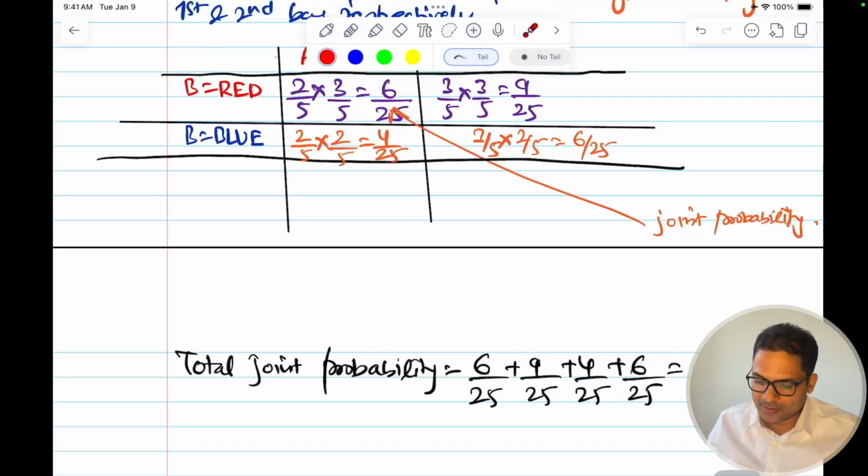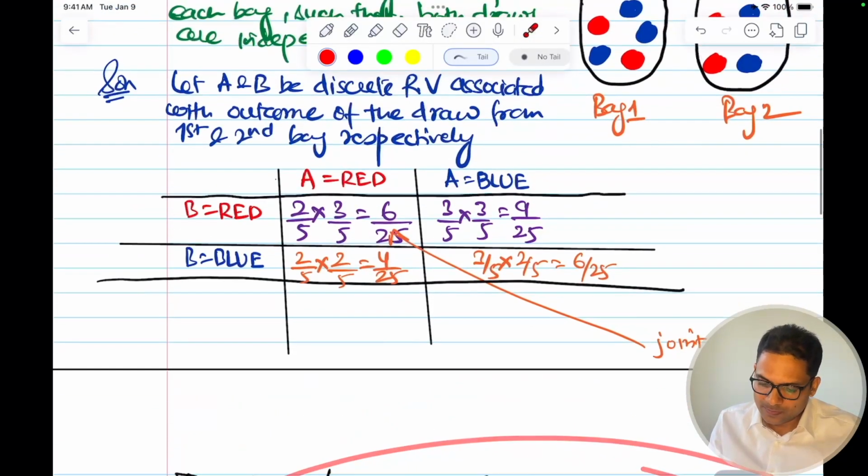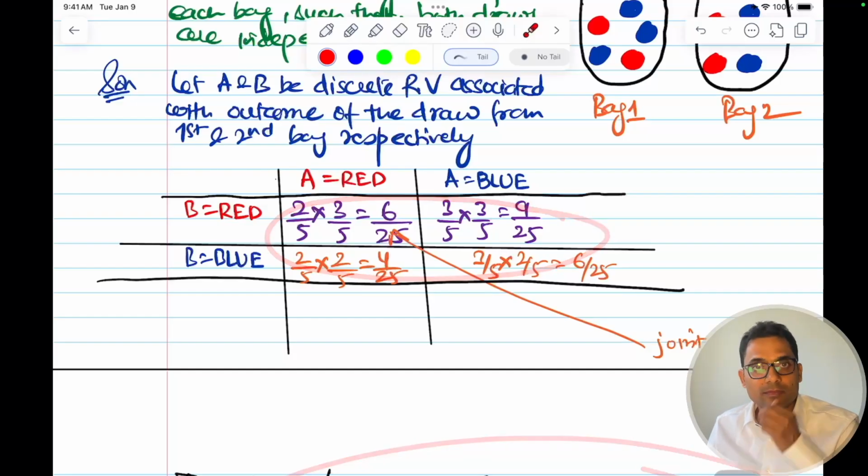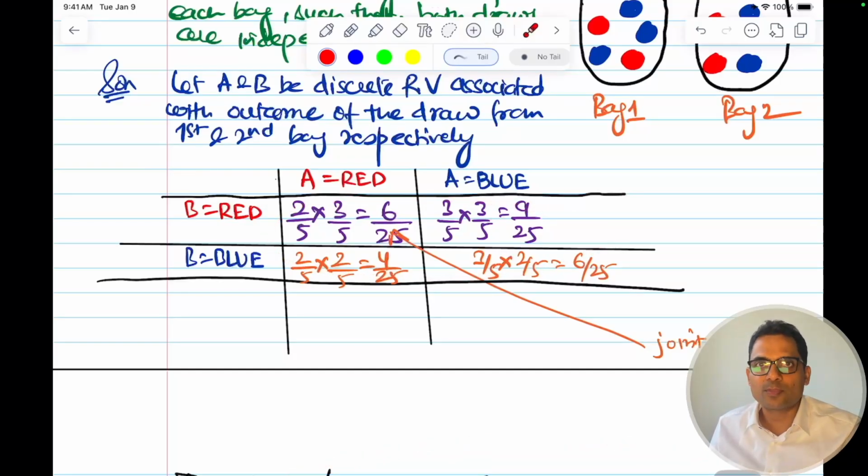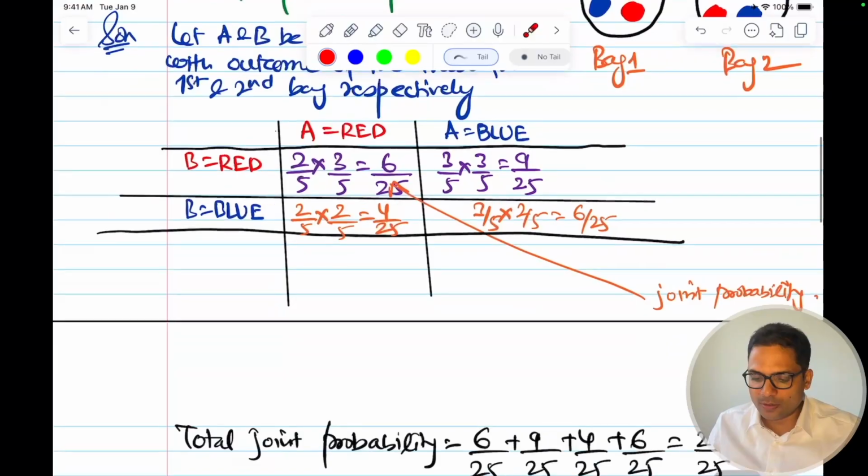So this satisfies the property for a joint distribution, that all of it should sum up to 1. I hope joint distribution is clear. So let me formulate it, right? Give you some formula so that you remember. Okay.